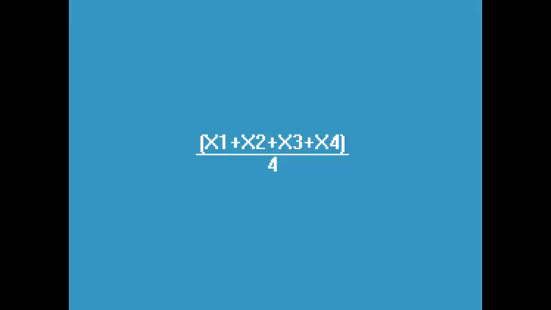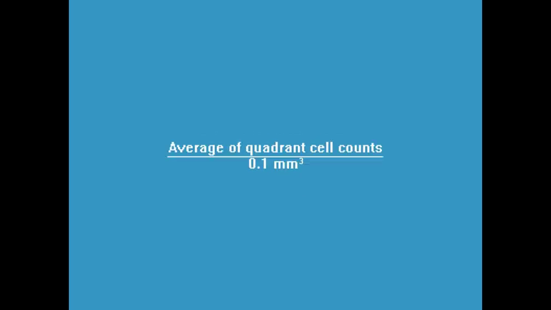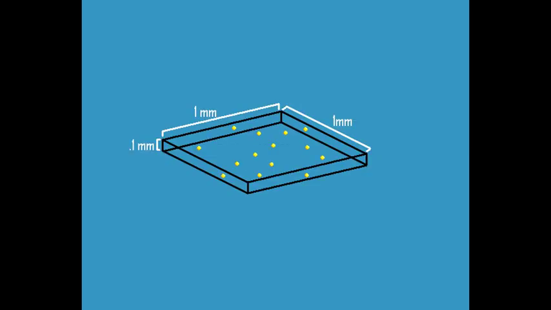First, average the cell counts of the 4 quadrants. If your sample was diluted, divide by the dilution. Next, convert this average to cells per milliliter, the unit typically used to record cell density. To do this, divide the average number of cells per quadrant by the volume of each quadrant. Density equals average cells in a quadrant over volume of a quadrant.